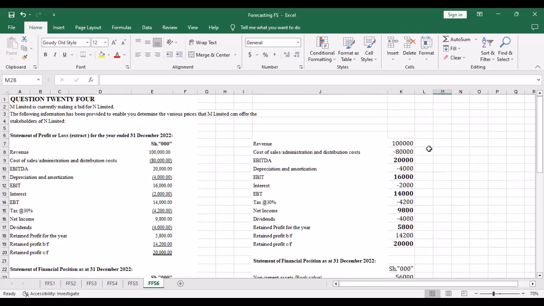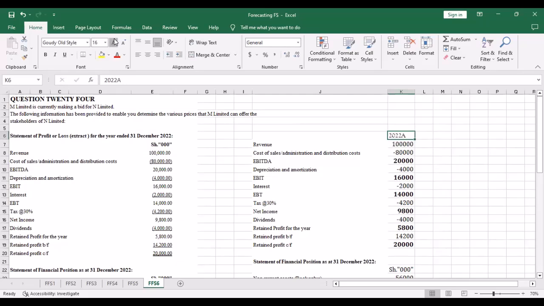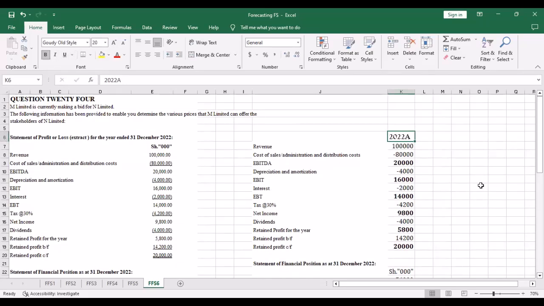So it's just the same thing, we've just brought it here. So this one is the 2022 actual. And this font is always small. So 2022 actual. Control B. So for the 5 years, we'll go to 2023, tab 2024, tab 2025, tab 2026, tab 2027.